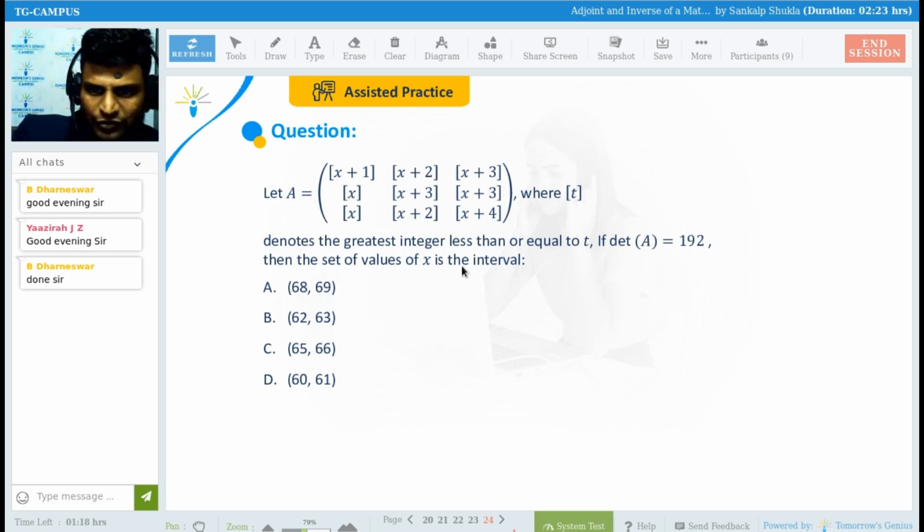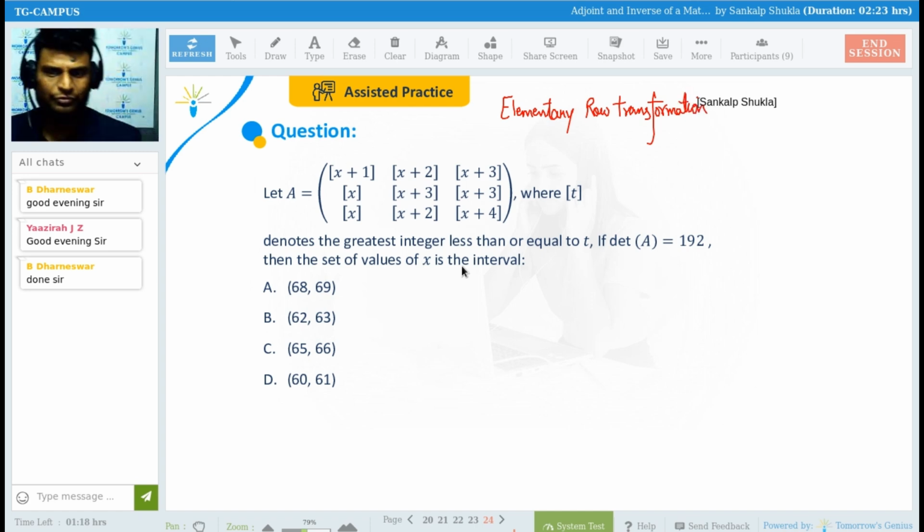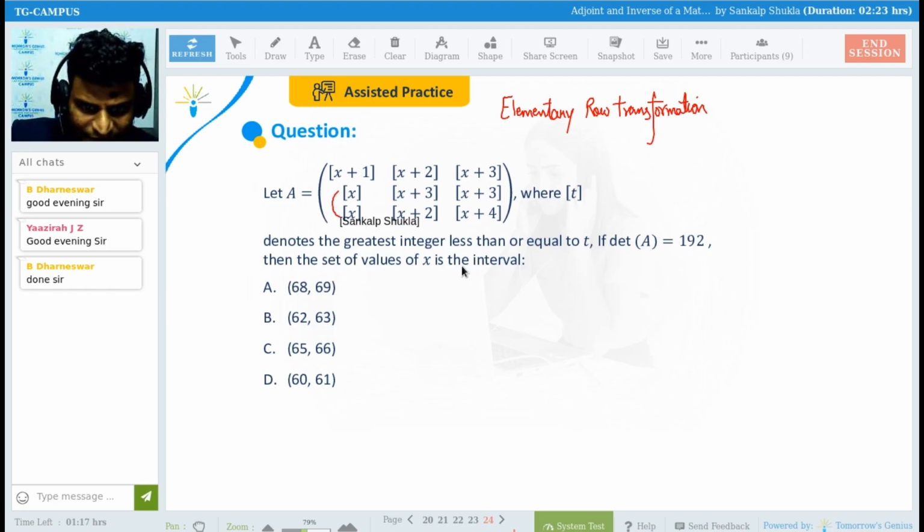So this question will be solved using elementary row transformation. We have discussed this in class. I've told you what we do in elementary row transformation. See, this is greatest integer of x plus 1, and this is greatest integer of x plus 2, and this is greatest integer of x plus 3. Now we can say that this x and this x are there. So we can do one thing.